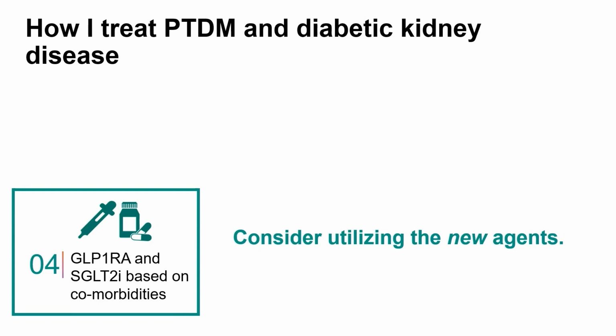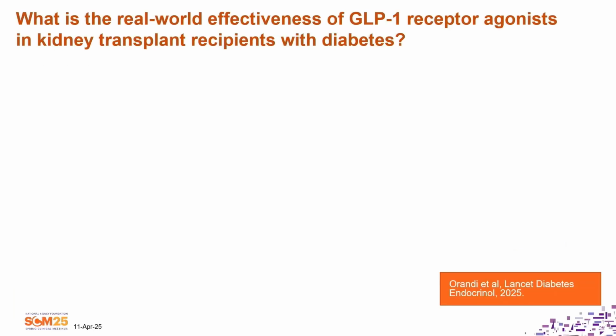So consider utilizing the new agents, and I want to take you through some recent literature that's been published on this topic. Understanding that the randomized control trials that showed benefit for SGLT2 inhibitors and GLP-1 RAs excluded kidney transplant recipients. So what we have here are retrospective studies as of now. So what is the real-world effectiveness of GLP-1 receptor agonists in kidney transplant recipients with diabetes?